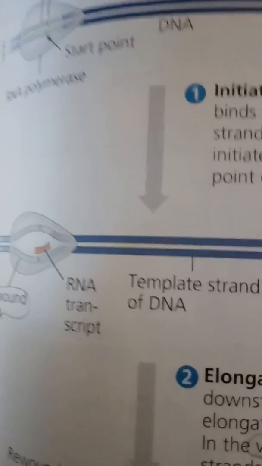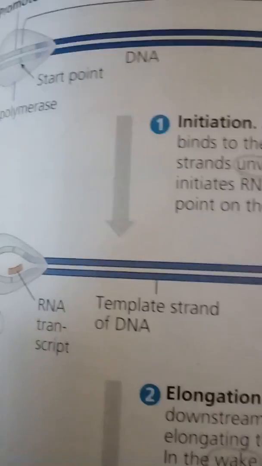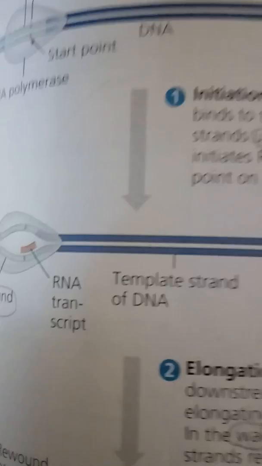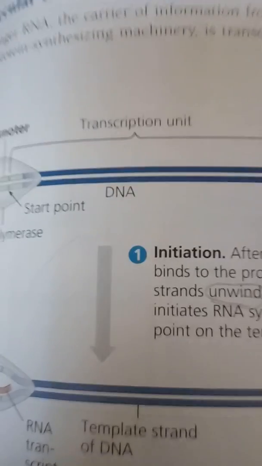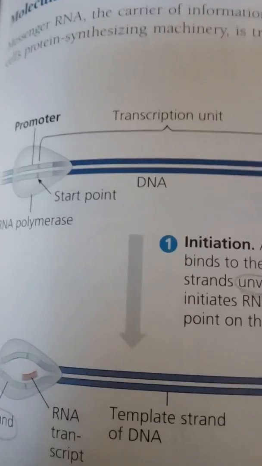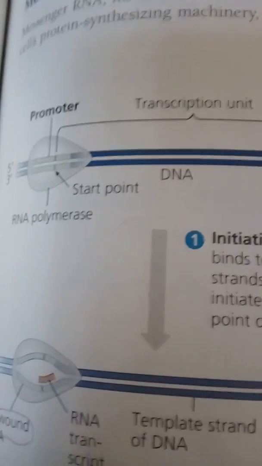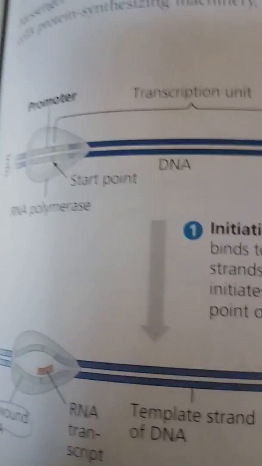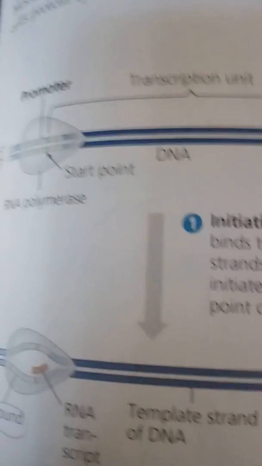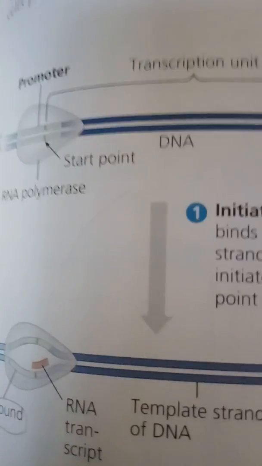Molecular components of transcription. Messenger RNA, the carrier of information from DNA to the cell's protein synthesizing machinery, is transcribed from the, as we see in the figure, template strand of the gene. An enzyme called an RNA polymerase pries the two strands of DNA apart and hooks together the RNA nucleotides as they base pair along the DNA template.